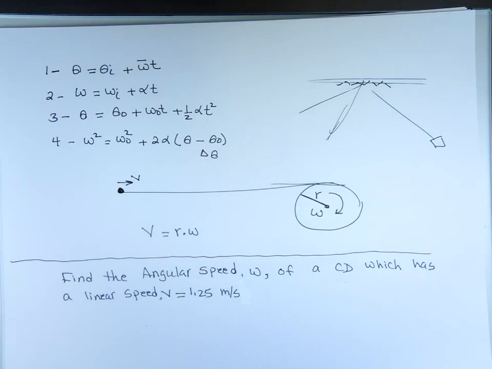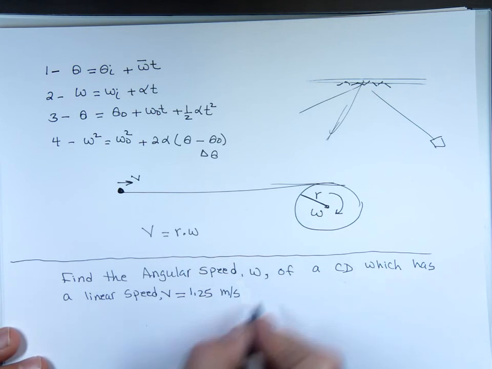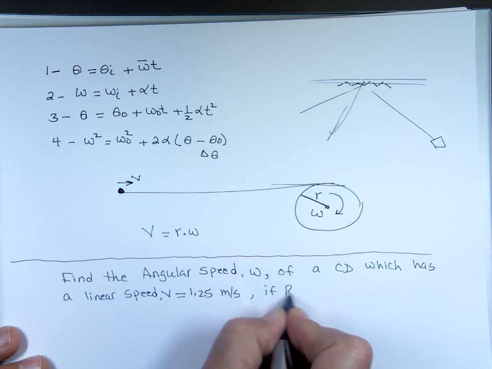So assume that, we look and find the angular speed if R equals, we'll do it the first time with 2.5 centimeter.